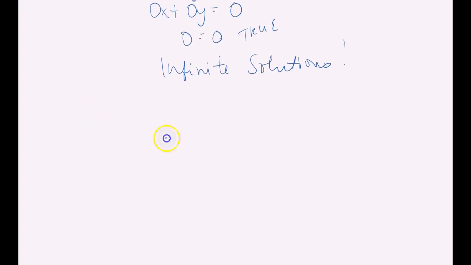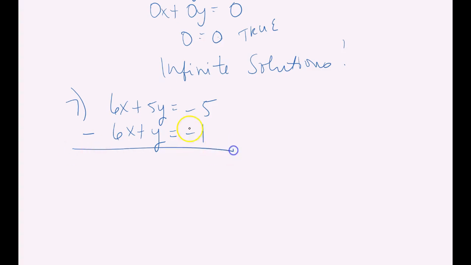Okay? Number 7, 6x plus 5y equals negative 5. And 6x plus normal y equals negative 1. Okay, cool. So here's my two equations. And if I add, I'm going to get a bunch of positive numbers. But I'm thinking if I subtract these, we'll be in better shape. So 6x minus 6x, there's my 0. Yay. 5y minus y is 4y.